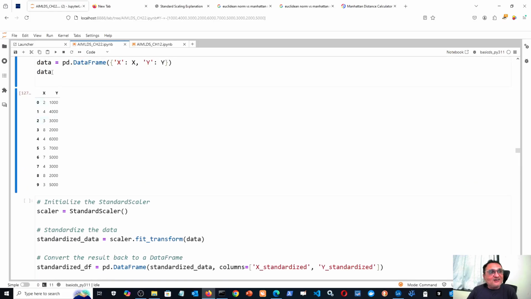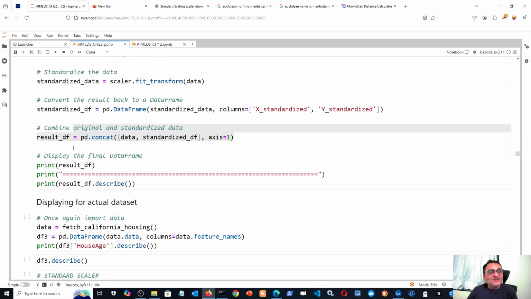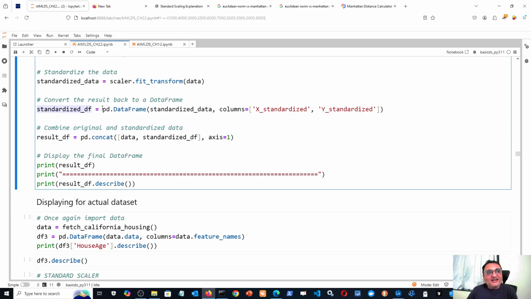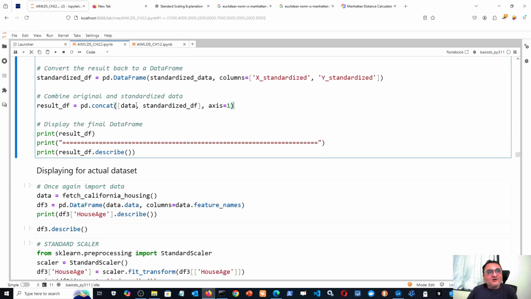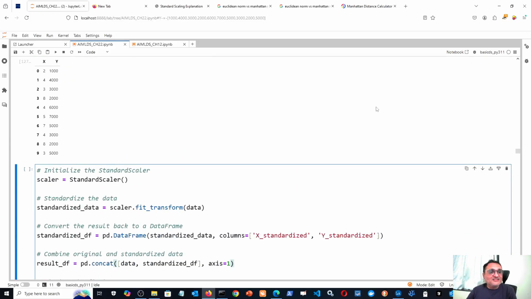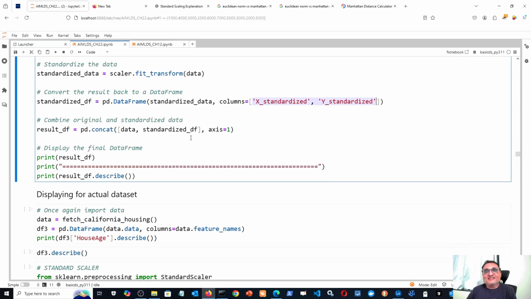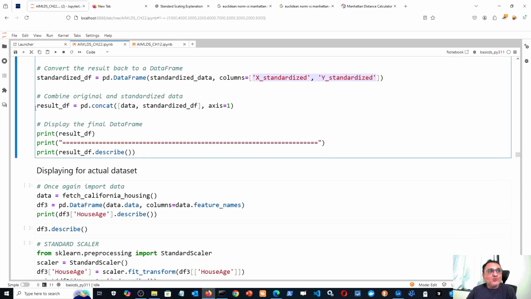This data is the data frame which gives my original data, and this result, sorry, standardized DF, gives my data after scaling has been done, right? So standardized data is this after scaling has been done, and I have converted that into a data frame. So I will concatenate the two data frames with axis equal to 1, so that they are concatenated one beside another. That means the original data frame had two columns X and Y, and this will have two columns X standardized and Y standardized, and the final result data frame would have 4 columns.